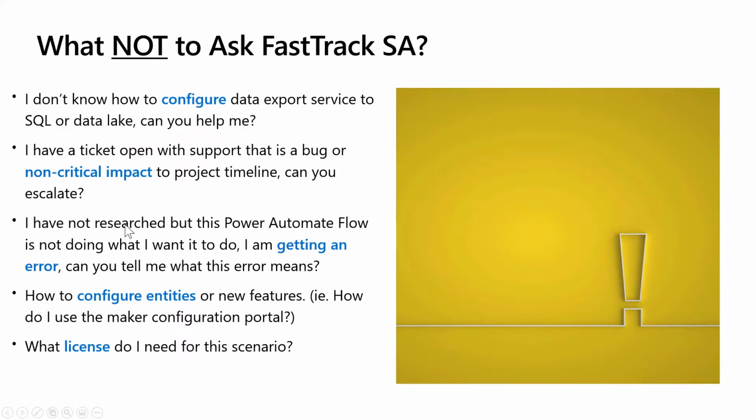What not to ask a FastTrack Solution Architect? I don't know how to configure data export services to SQL or data lake. Can you help me? I have a ticket with support that is a bug or non-critical impact to the project timeline. Can you escalate? I have not researched, but this Power Automate flow is not doing what I wanted it to do. I'm getting an error. Can you tell me what this error means? How to configure entities or new features? What license do I need for this scenario? These are the questions that you should not be asking your FastTrack solution architect.